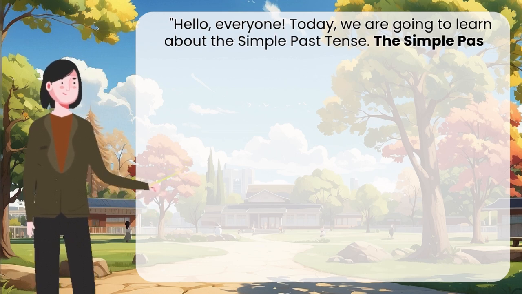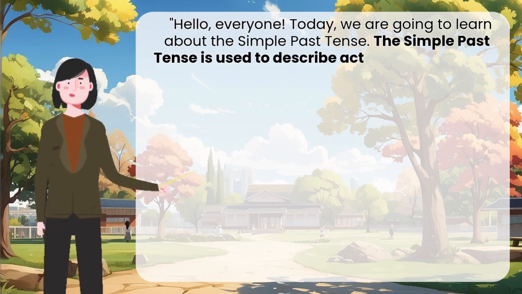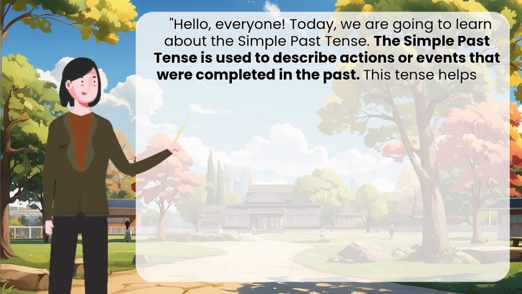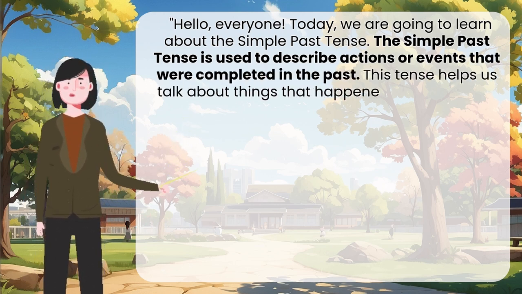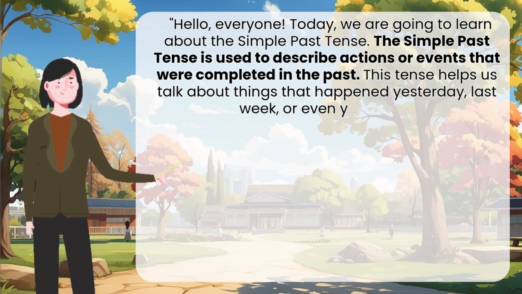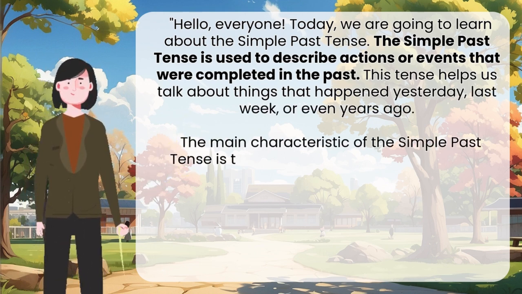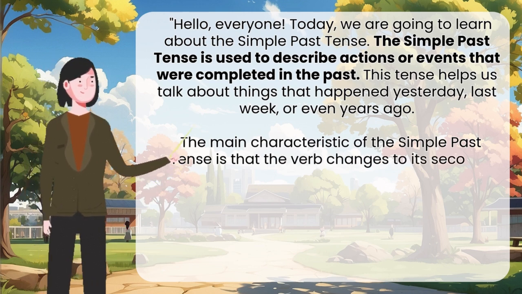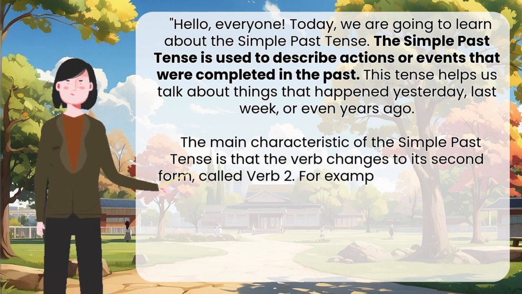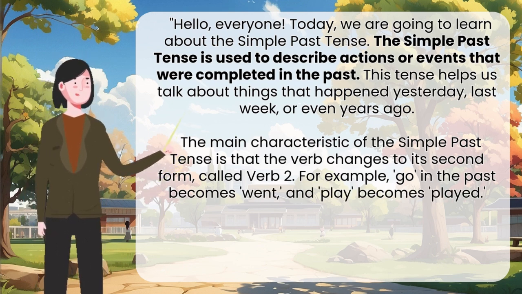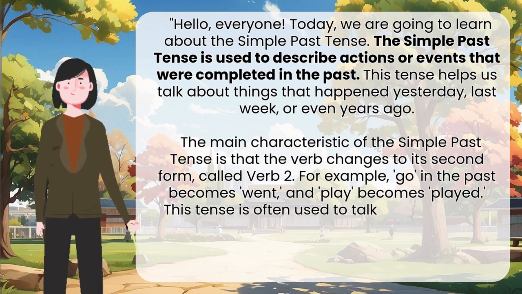The simple past tense is used to describe actions or events that were completed in the past. This tense helps us talk about things that happened yesterday, last week, or even years ago. The main characteristic of the simple past tense is that the verb changes to its second form, called verb 2. For example, go in the past becomes went, and play becomes played.